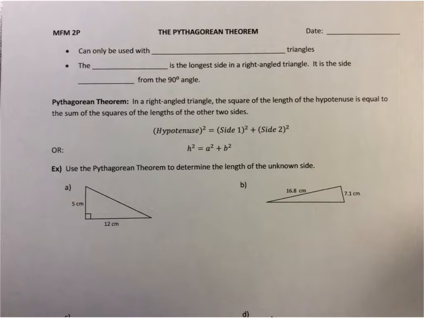Today we are reviewing the Pythagorean Theorem. You would have first experienced the Pythagorean Theorem in grade 8 and again last year in grade 9. As we know, the Pythagorean Theorem can only be used with right-angled triangles. In other words, our triangles have to have 90-degree angles in them to be able to use the Pythagorean Theorem. And also important to know is that the longest side in a right angle triangle is called the hypotenuse.